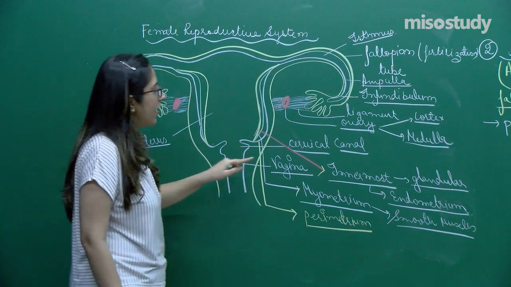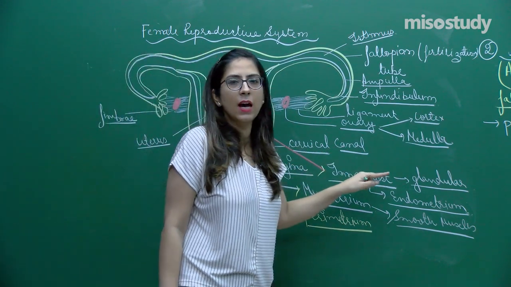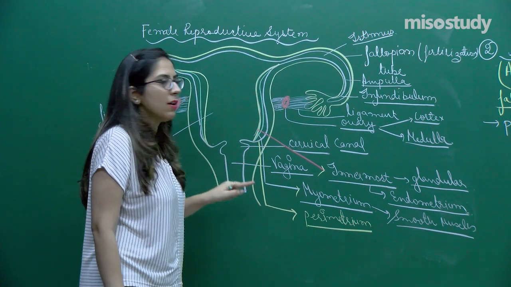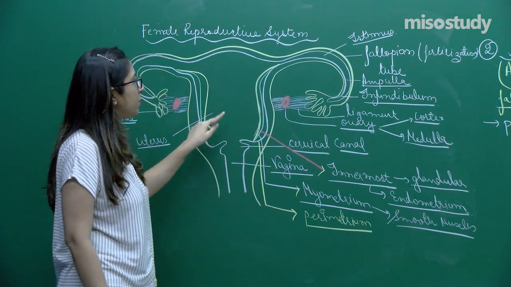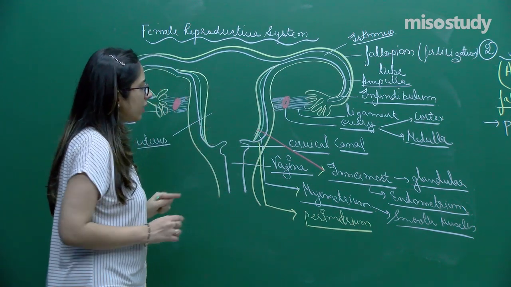This is called the cervical canal. The cervical canal is the canal which connects the uterus to the vagina, which helps in the passing of sperm. Right, so this is the whole structure.